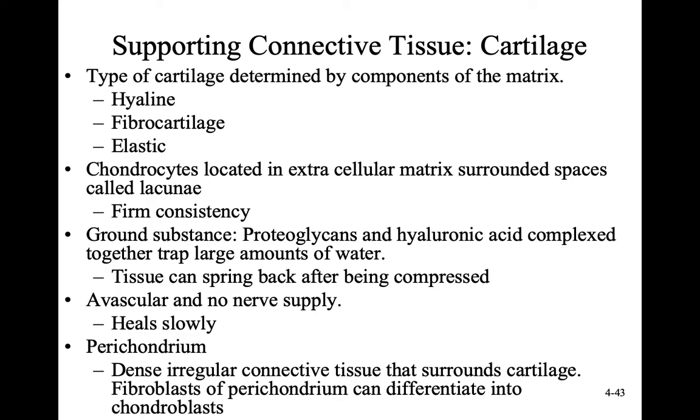The next type of connective tissue we will cover is cartilage. There are three different kinds of cartilage: hyaline cartilage, fibrocartilage, and elastic cartilage. Now, each of these three different types is characterized by different properties within the extracellular matrix.